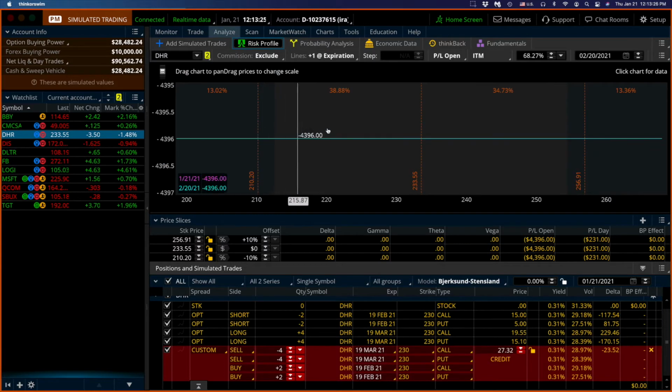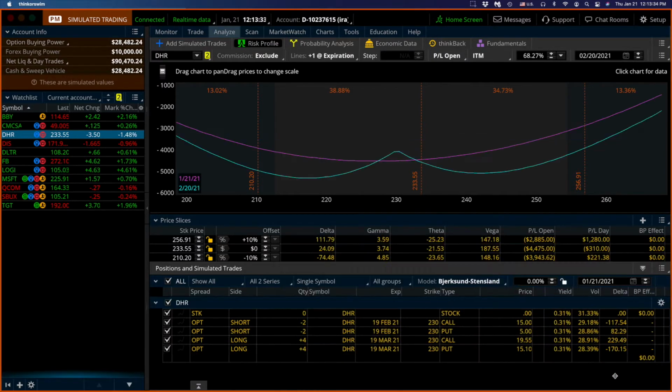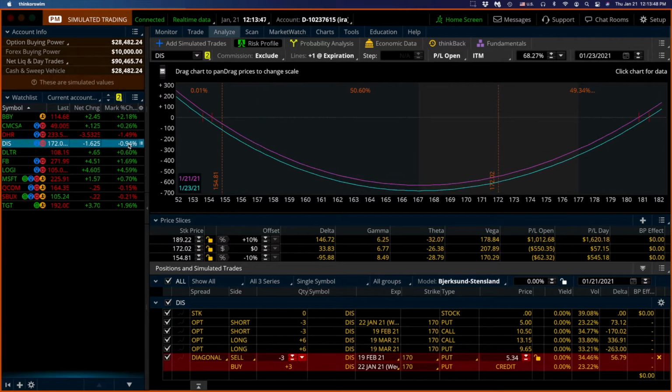The risk graph should look flat. And then there we go, we close this. Confirm and send. Now, these are all mechanical moves, meaning I'm doing it because my rules tell me so. I don't have strong feelings about any of it. So I'm just going to close them, close the positions. Let's move on to Disney.